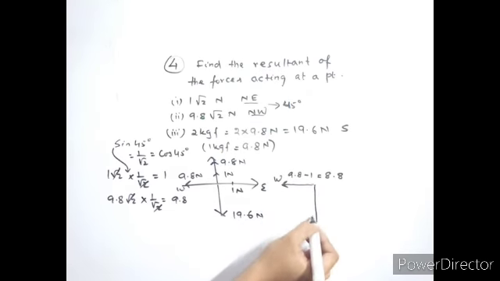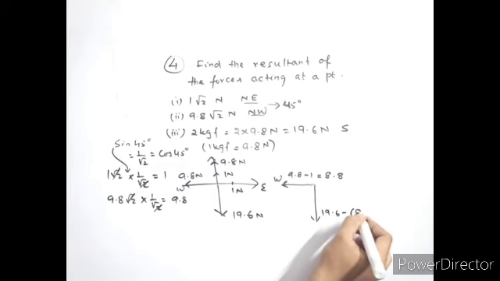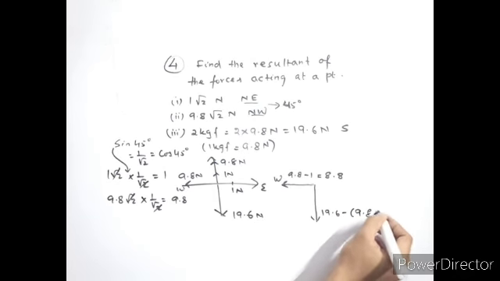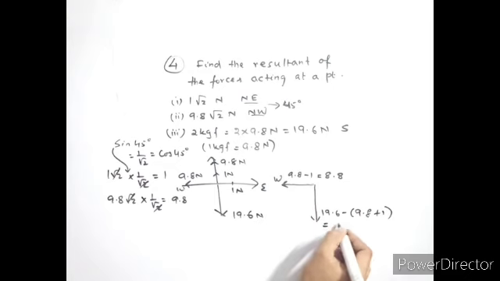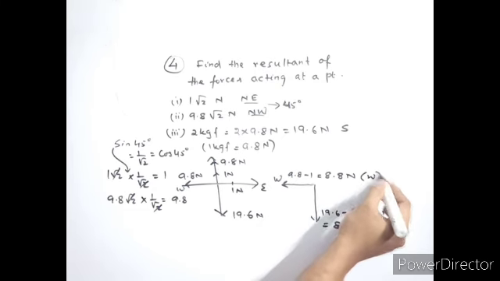And similarly for north and south, as you can see, 19.6 is the greater force, so 19.6 minus the two forces put together in the north direction, that is 9.1 plus 8. So this also results in 8.8 Newton in the south direction.